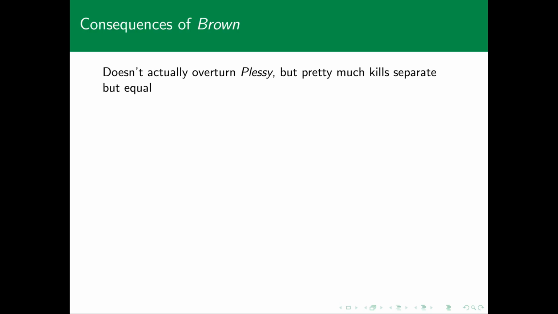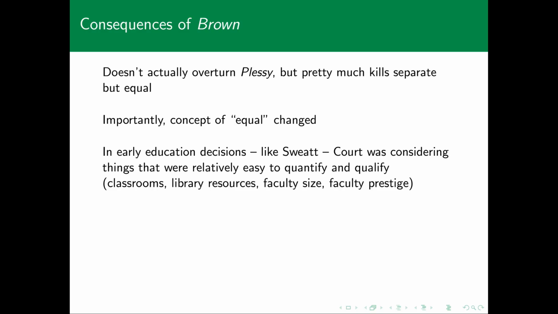Importantly, what we got from that Sweat case was that equal matters. What we get from Brown is that equal is not just tangible equality. So in those cases like Sweat, the court was considering things that one could quantify and sometimes qualify. Prestige, library resources, and so on and so forth. Here, they're considering the intangible impact of discrimination. What does it do to a kid's psyche?